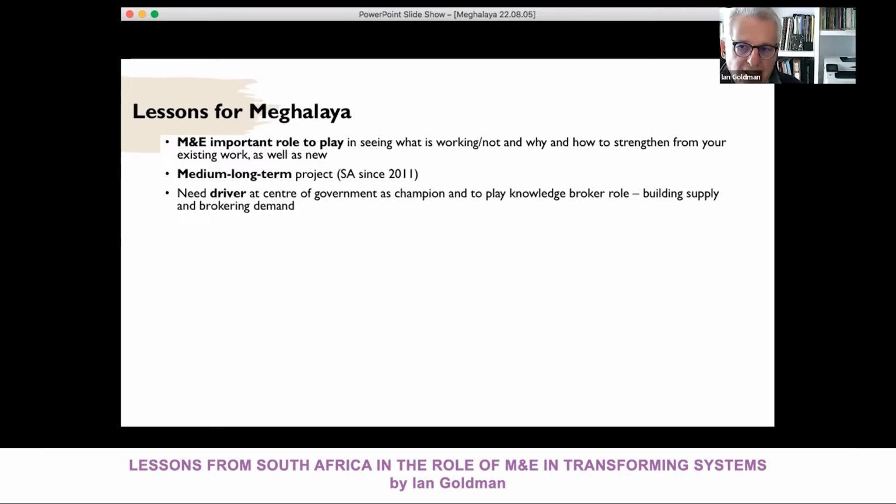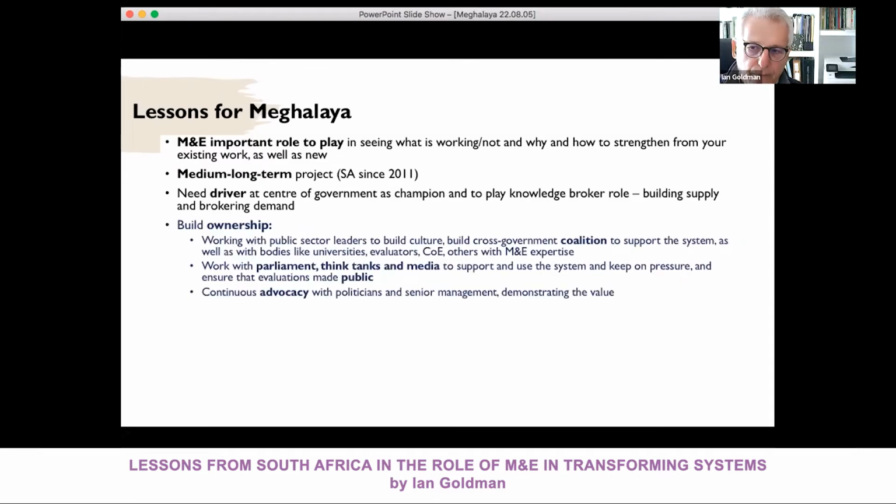But building an M&E system is a medium to long-term project. In South Africa, we've been doing this in a very systematic way since 2011. Within 5 years, we'd achieved a lot. So it's not to say you can't do something in a short period of time. It does need a driver at the center of the government as a champion, and to play a knowledge broker role where they're making sure the supply of evidence is being generated, but also that policymakers are wanting to use the evidence and are being given the evidence in a way that they can use it.